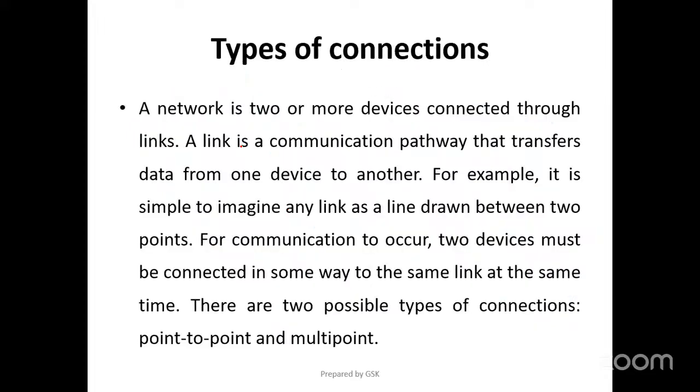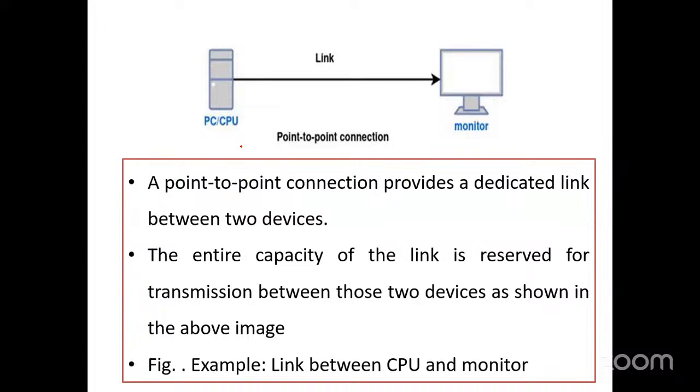One more topic we covered already, types of the connections. We have two types of connections, point-to-point connection and multi-point connection. Point-to-point connection means a dedicated link is maintained between the two devices. The entire capacity of the link is shared between those two devices only. For example, the link between CPU and monitor. If you want to connect a CPU with a monitor, a dedicated cable is maintained between them. The work of that cable is only to transfer the data or communication between the CPU and monitor.